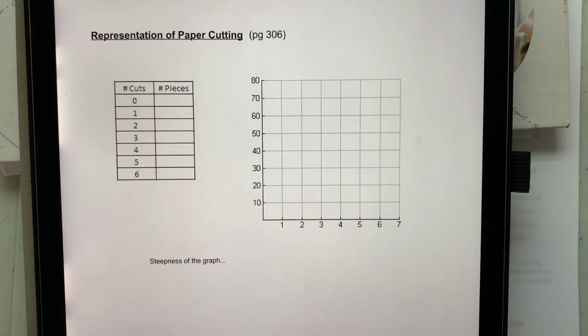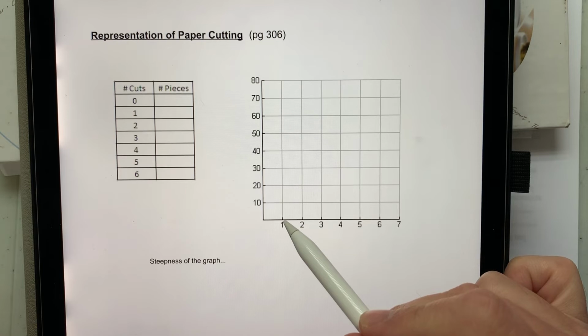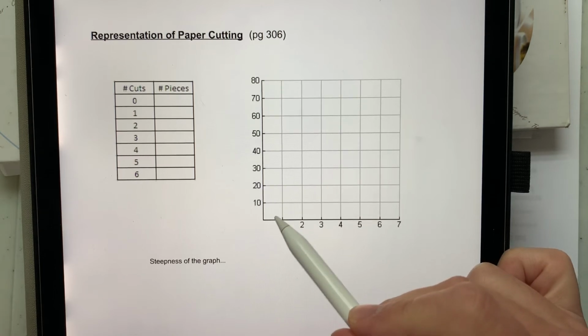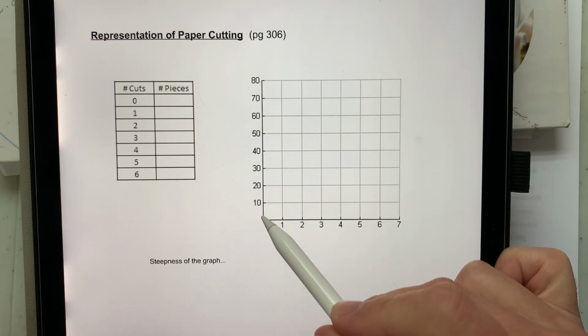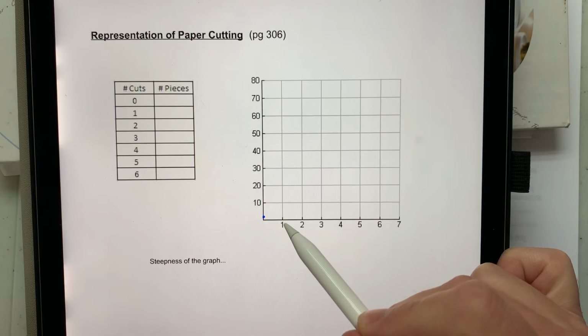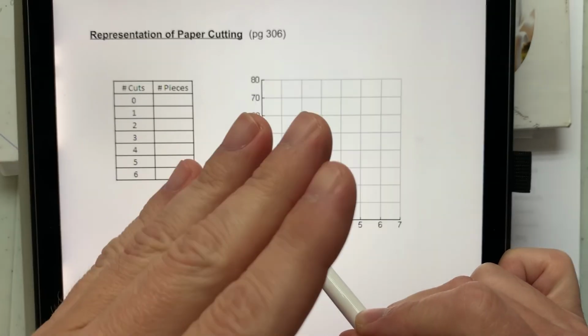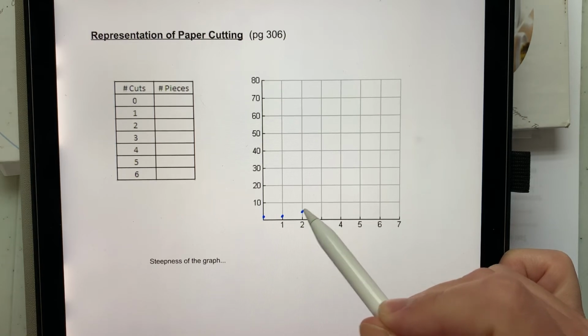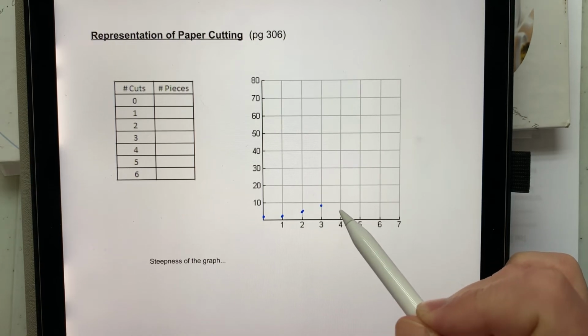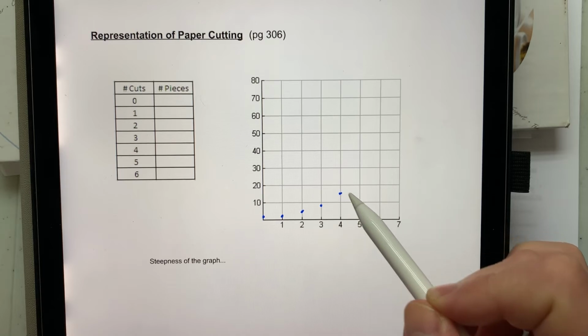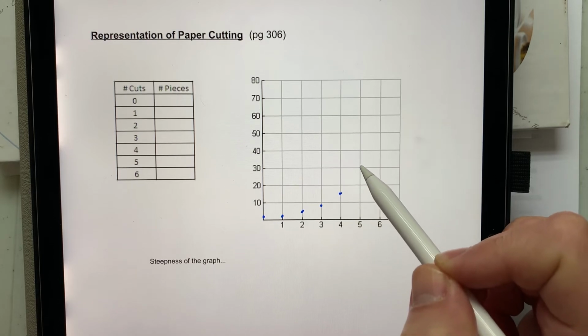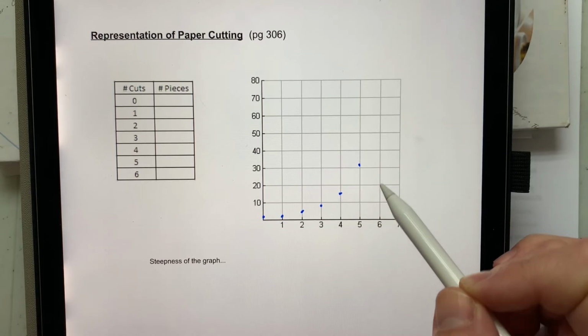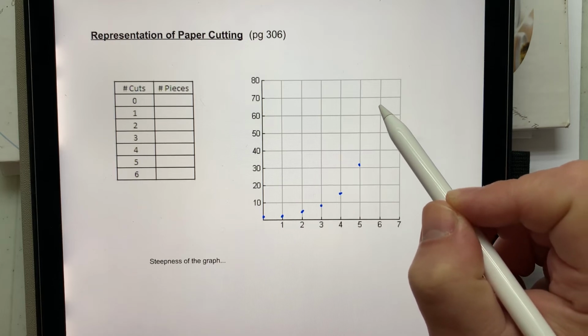If I do paper cutting, so if I get a piece of paper and I cut it in no pieces, then I would have just like 1 square. If I fold it and I open it up again, I'm gonna see 2 pieces. If I fold it again, I'm gonna see 4 pieces. If I fold it again, I'm gonna get 8 pieces. Then I'm gonna get 16. Then I'm gonna get 32. Then I'm going to get 64, etc., etc.